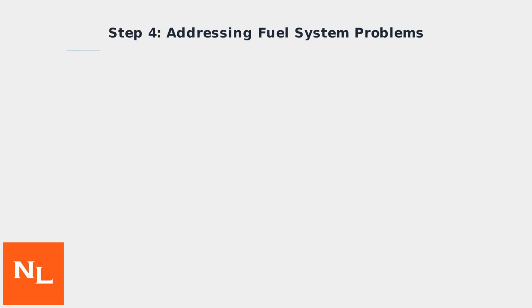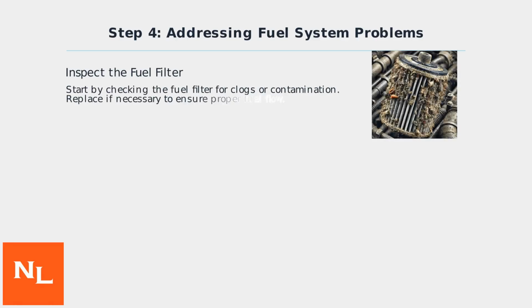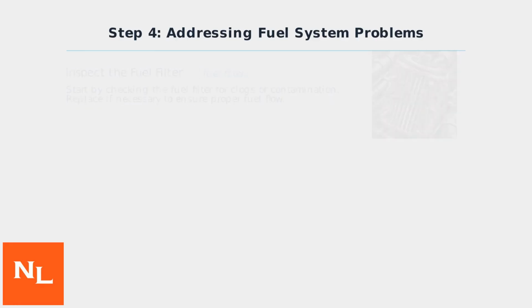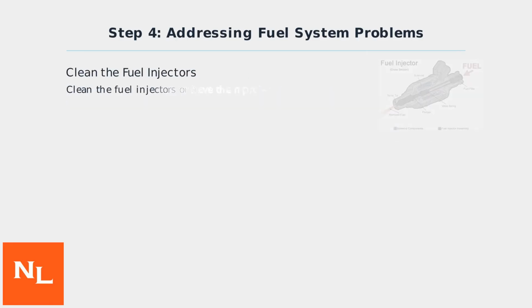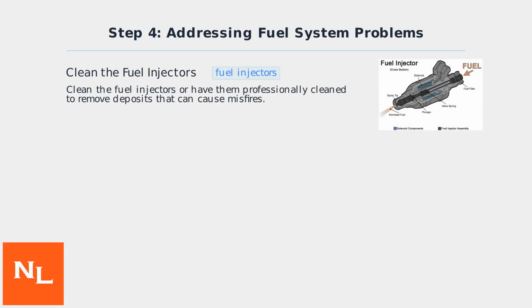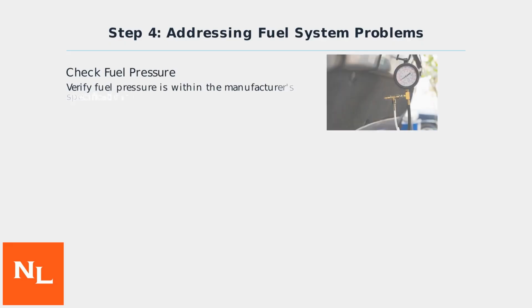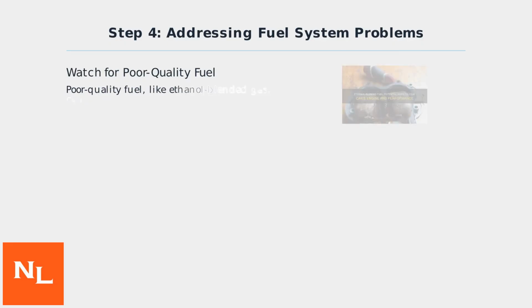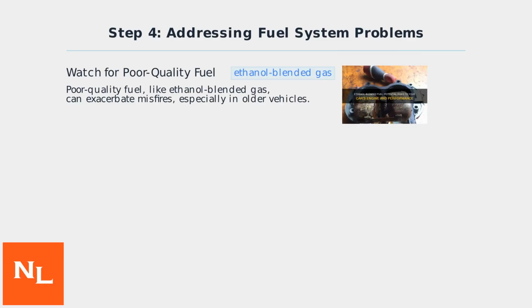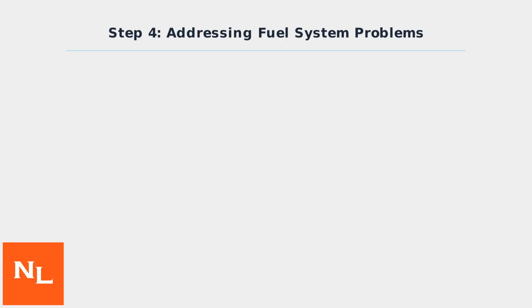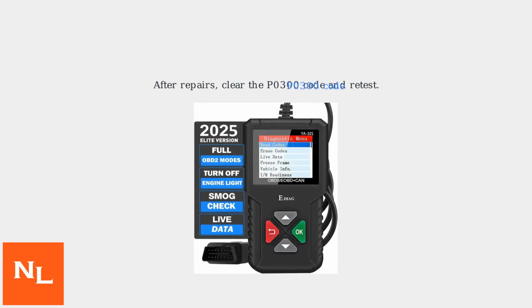If fuel delivery is the issue, start by inspecting the fuel filter and replacing it if necessary. Clean the fuel injectors, or have them professionally cleaned. Check the fuel pressure to ensure it's within the manufacturer's specifications. Remember that poor quality fuel, like ethanol-blended gas, can exacerbate misfires, especially in older vehicles. After making any repairs, clear the P0300 code and retest the vehicle to ensure the misfire is resolved.